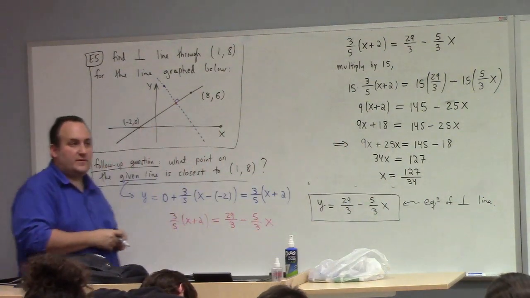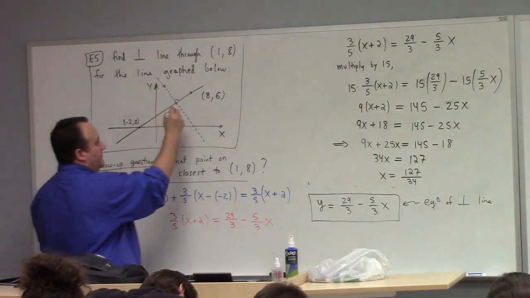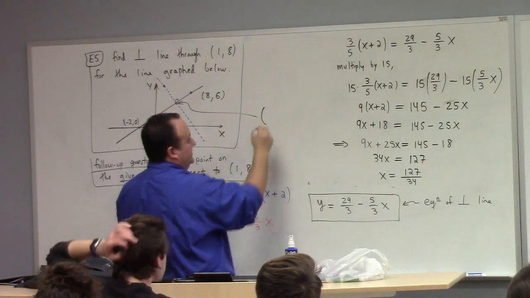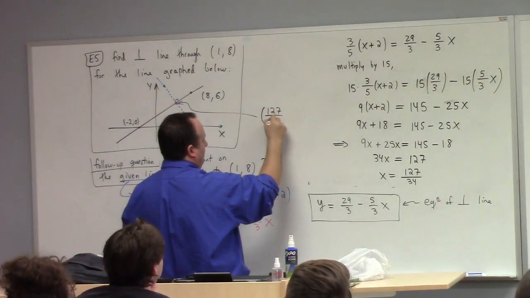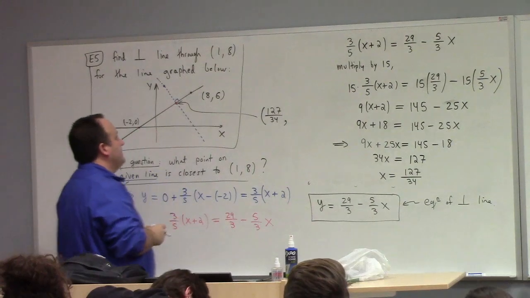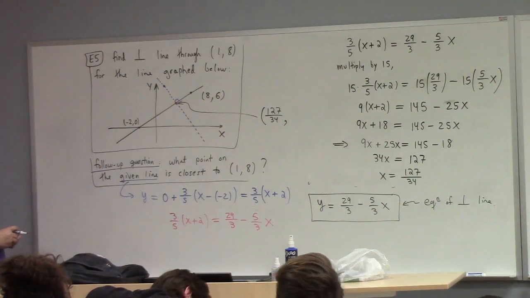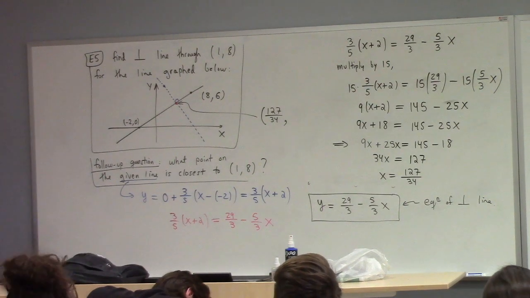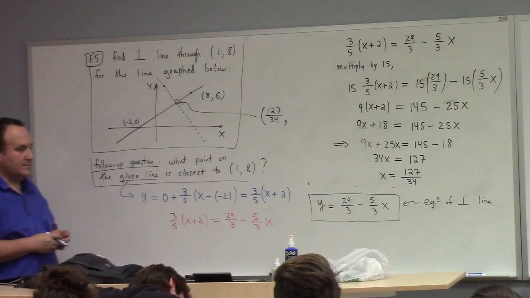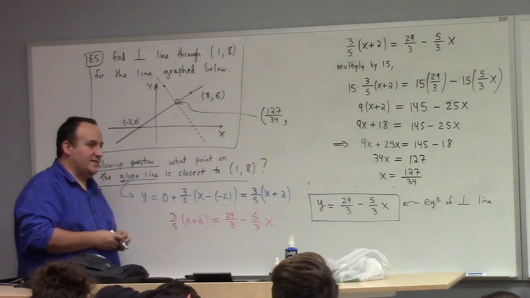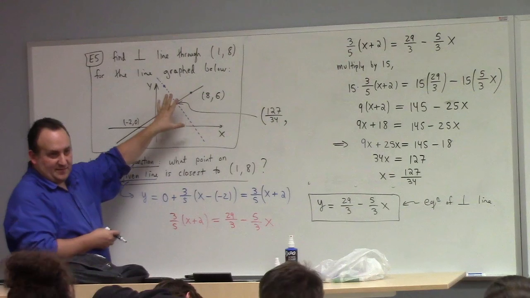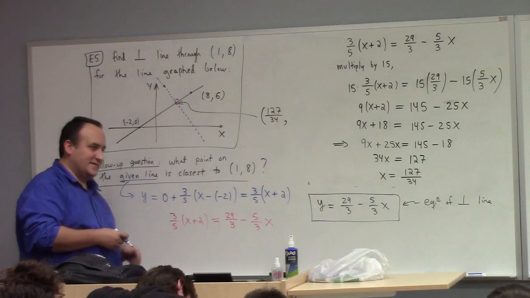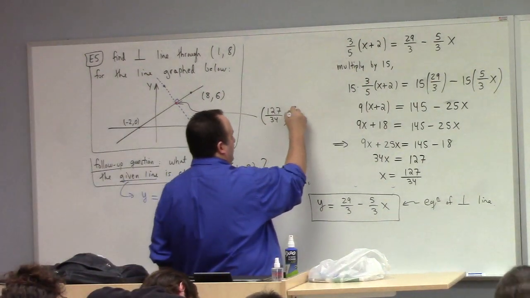So I've now found that this point right here is at 127 over 34. And how do I figure out the y coordinate for that point? Yeah? You plug that number in. That's right. I had to plug that number in. Which formula? Trick question. It doesn't matter. It's on both lines, right? So you could go with either equation. You just got to plug it in. I don't really want to. Fine. 29 over 3.